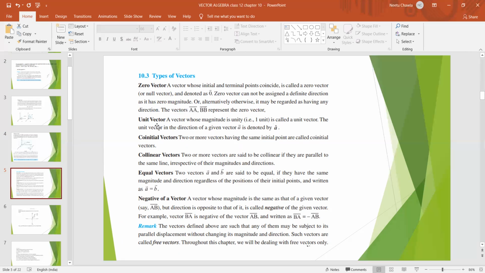Then moving to unit vector. Unit means 1. A vector whose magnitude is unity, meaning 1, is called a unit vector. The unit vector in the direction of a given vector a is denoted by a cap. You can see a cap is there on a, which denotes its unit vector. Then moving to co-initial vectors. Two or more vectors having the same initial point are called co-initial vectors. Means their initial points are the same, they are starting from the same point.